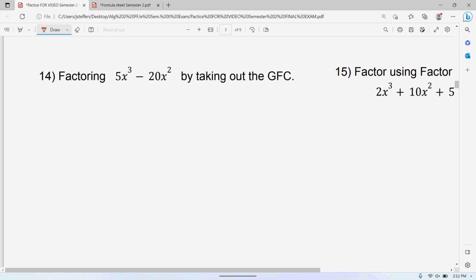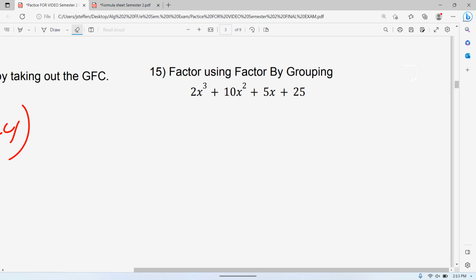So this one, factor this by taking out a GCF, the greatest common factor. So between the 5 and the 20, I can take out 5. Between the x cubed and x squared, I can take out x squared. 5 divided by 5 is 1. 3 x's, I took 2, so I have 1 left. 20 divided by 5 is negative 4. I have 2 x's, I took both of them out. That's your answer. You don't actually have to put the 1. That is fine.